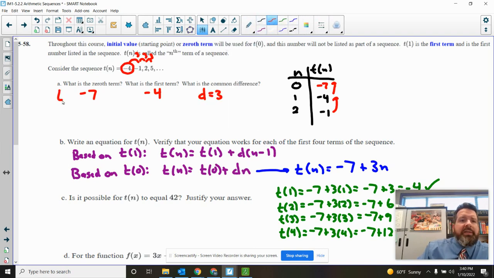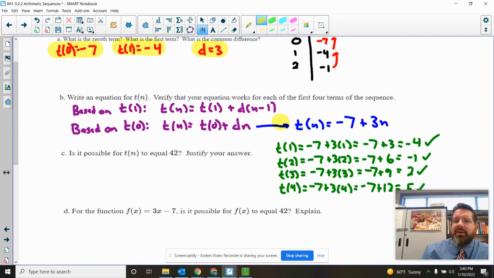So I'm going to call this the 0th term, T0. And I'm going to call this the first term, T1. So the 0th term, the first term, the common difference. And then down here, we've found our equation and checked our equation.